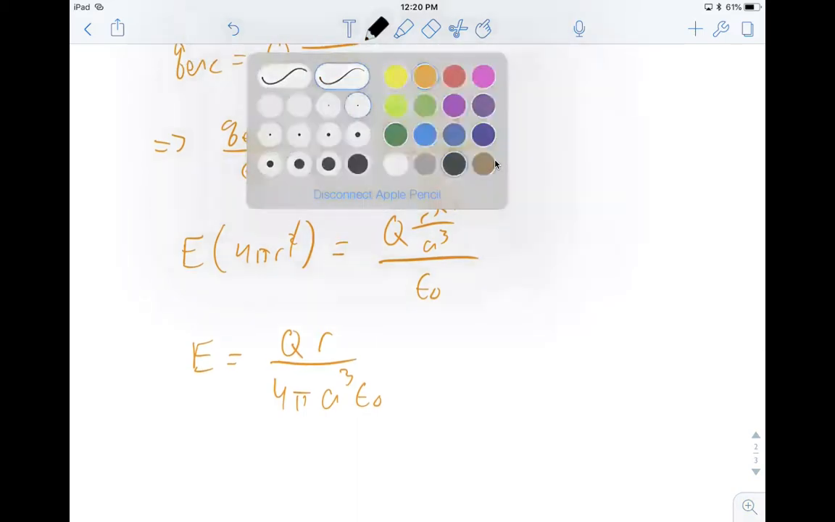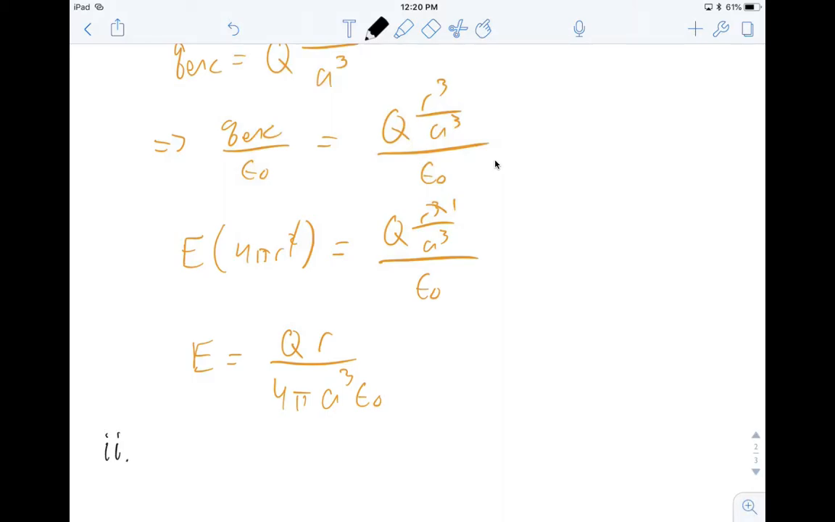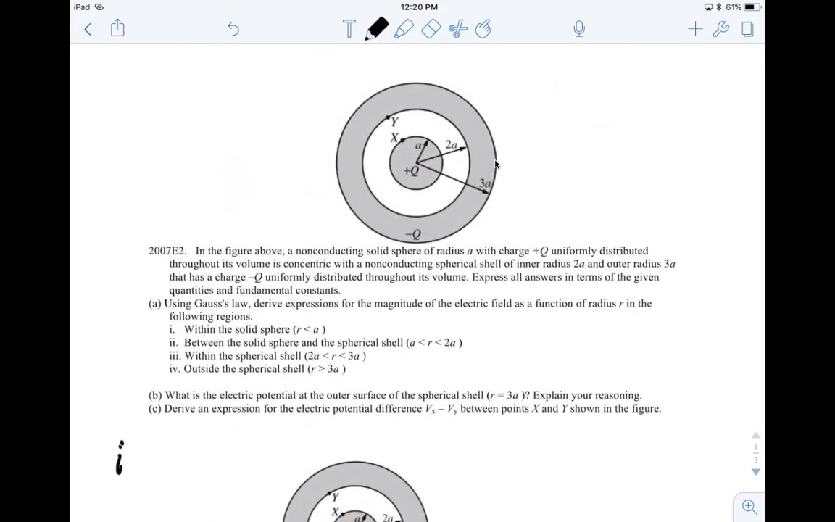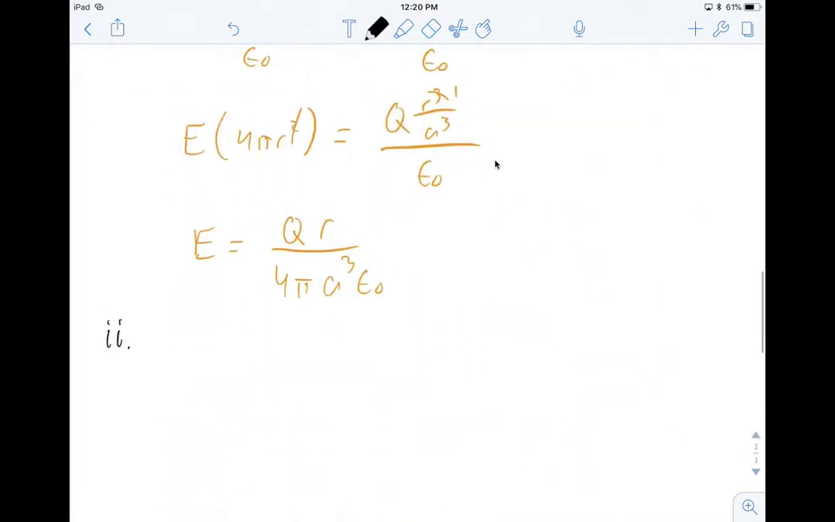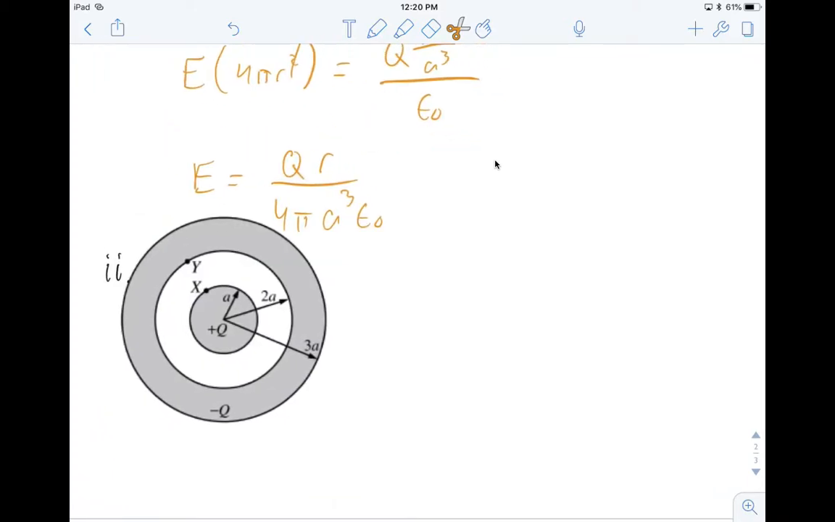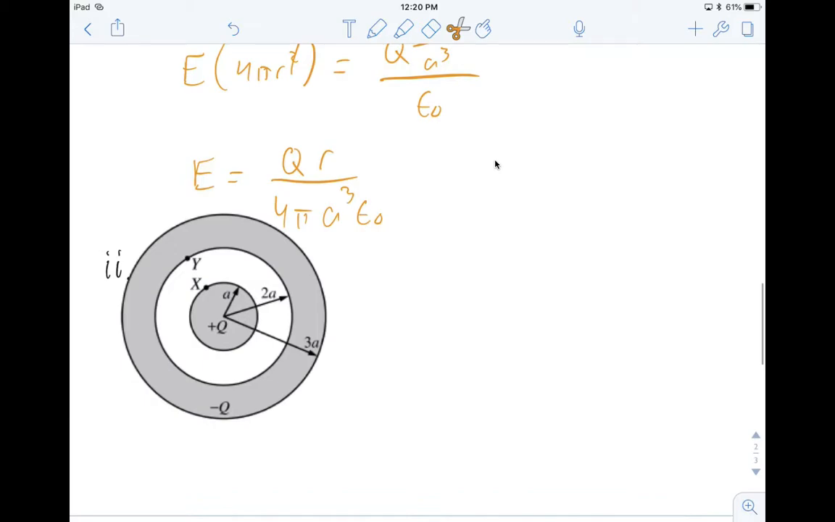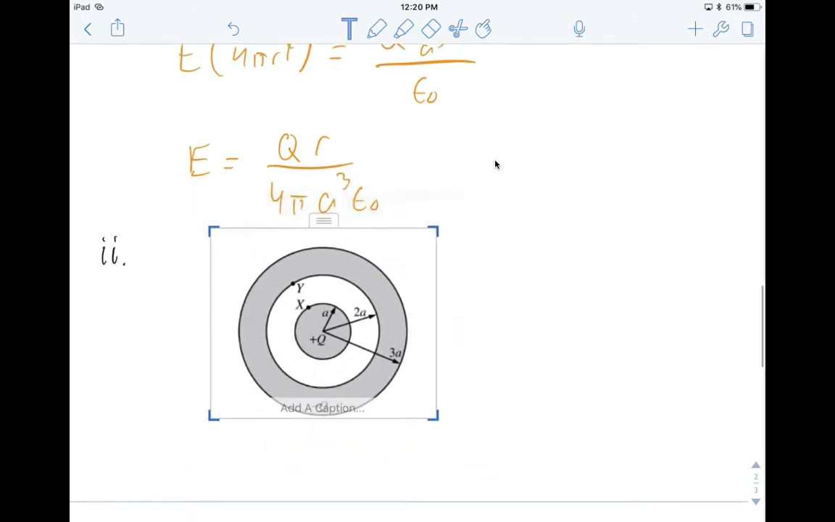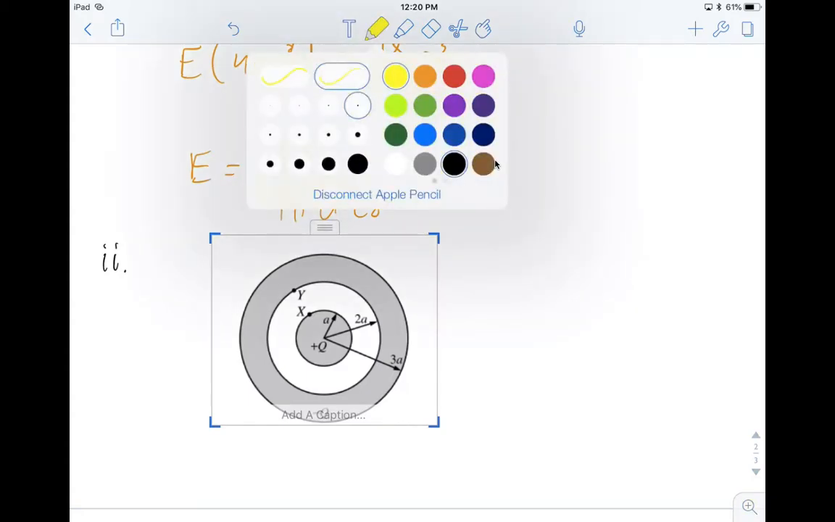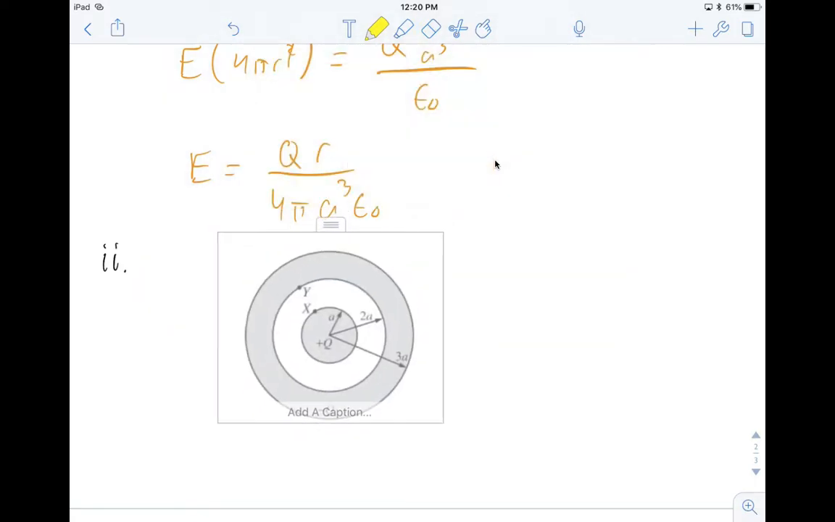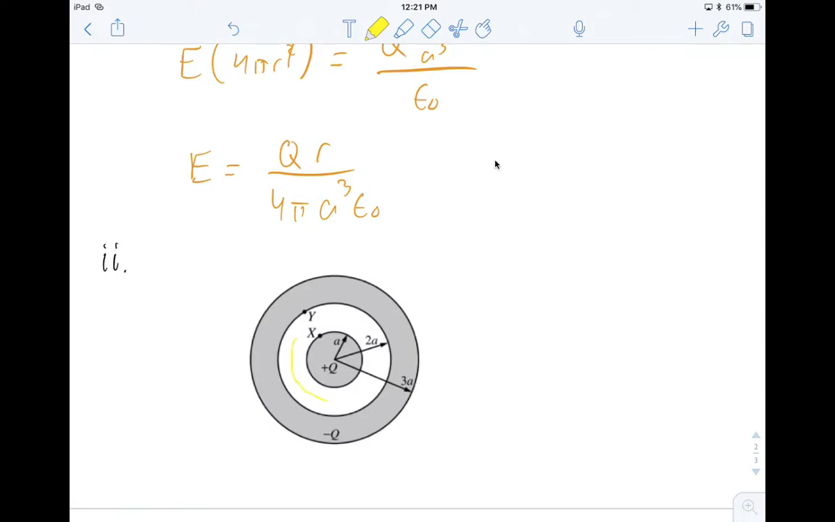Part 2 is when r is in between A and 2A. If I draw a Gaussian surface, it would be in this region right here.